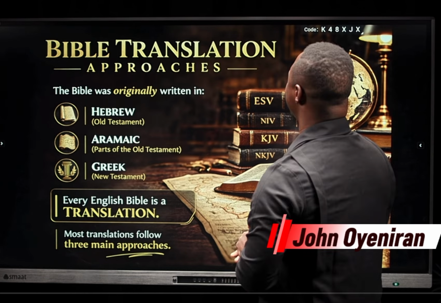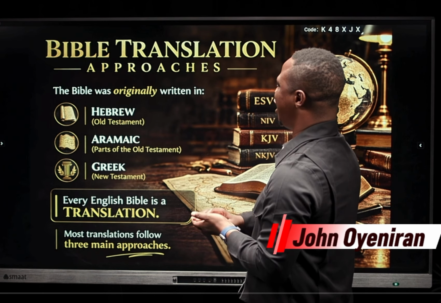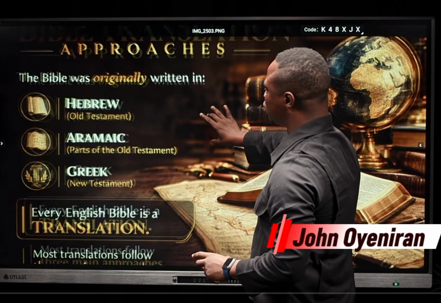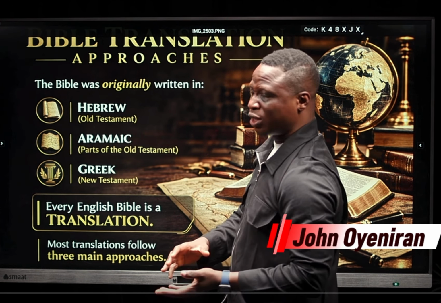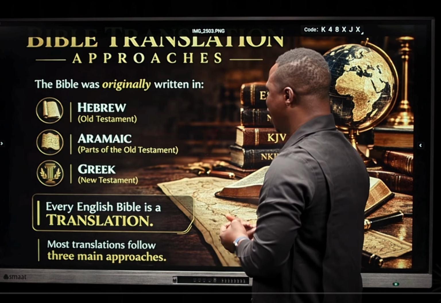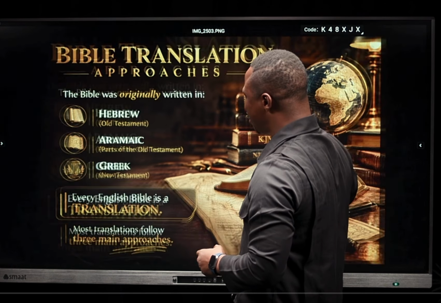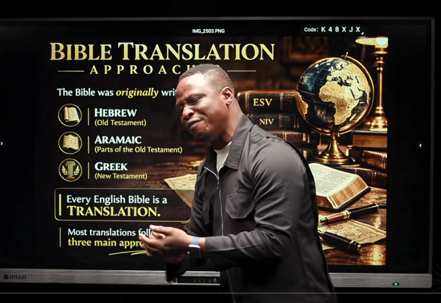Let's start with it. There are Bible translation approaches. And the Bible was originally written in Hebrew. That is the Old Testament, okay? The Old Testament was written in Hebrew, and then you have another language called Aramaic, which parts of the Old Testament, just a few parts of the Old Testament, and then you have the Greek language, the language with which the New Testament was written. And every English Bible you have is a translation.